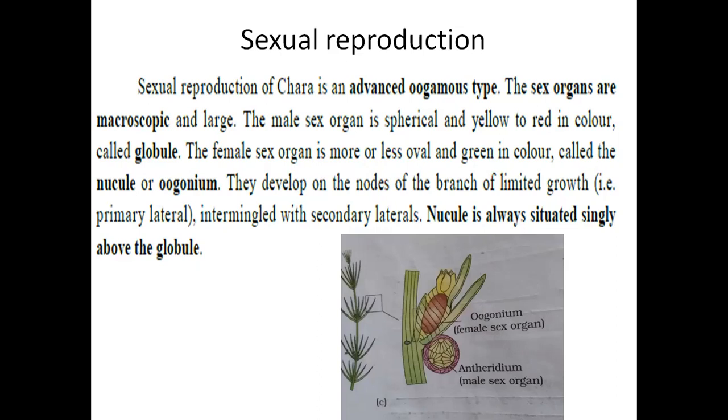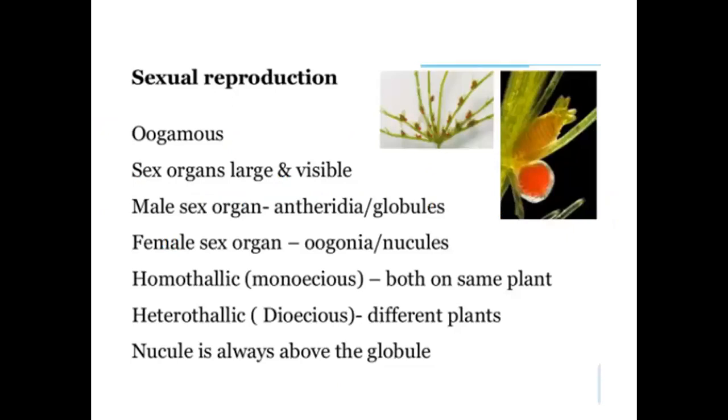These two are very, very important. What is the name of the male sex organ in Chara? It is globule, and the female sex organ is nucleule. Another important point is that the female sex organ is always situated above the male sex organ, or the nucleule is always situated above the globule, and they are macroscopic. We can observe them with our naked eye. So remember the names: antheridium means globule and oogonium means nucleule, and nucleule is always above globule. We can study them one by one.